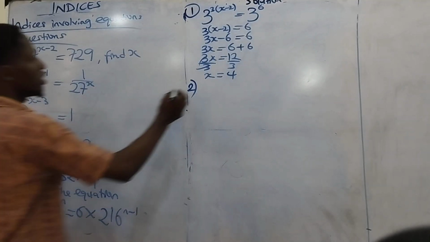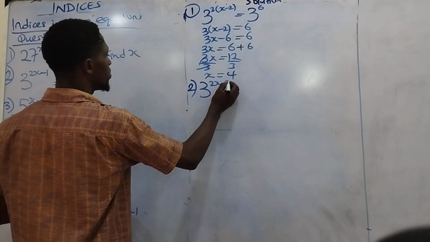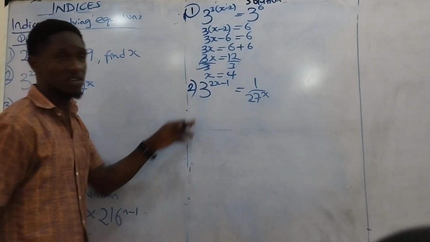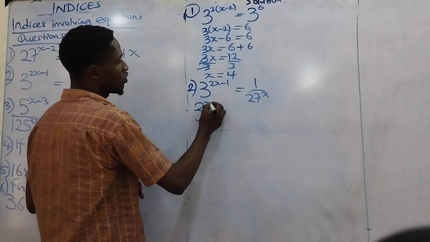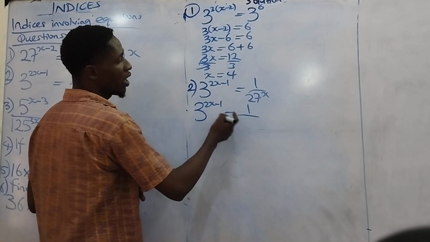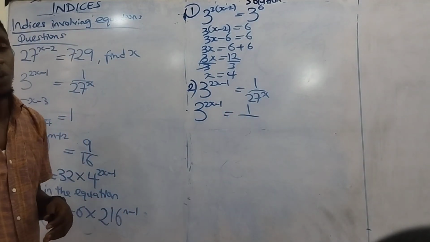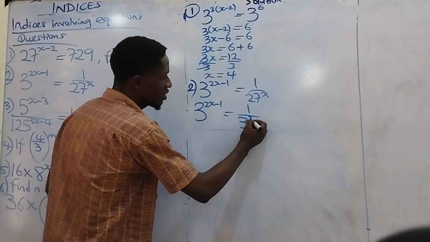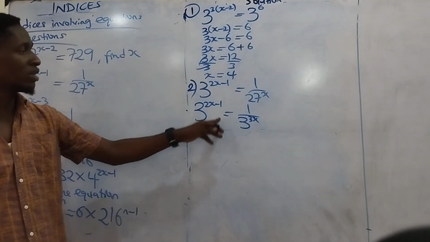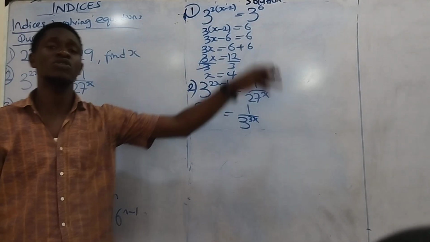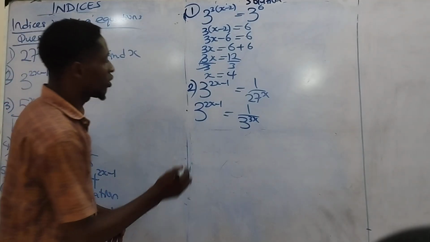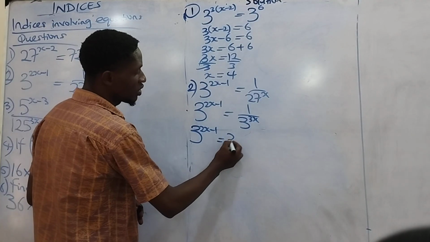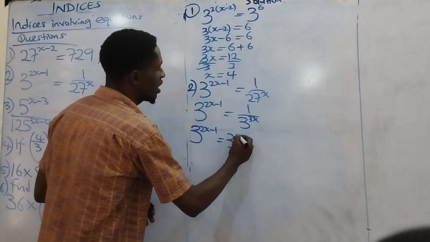Number 2. We have 3 raised to the power of 2x minus 1 is equal to 1 over 27 raised to the power of x. So 3 is in the simplest form. What is 27 in index form? 3 raised to the power of 3. So we have 3 raised to the power of 3, times x is 3x. But we can't equate the power yet. We have to use the negative index law. 3 raised to the power of 2x minus 1 is equal to 3 raised to the power of minus 3x.